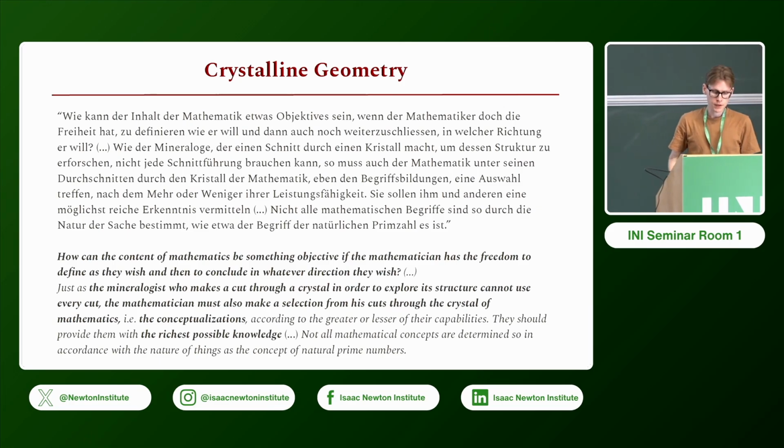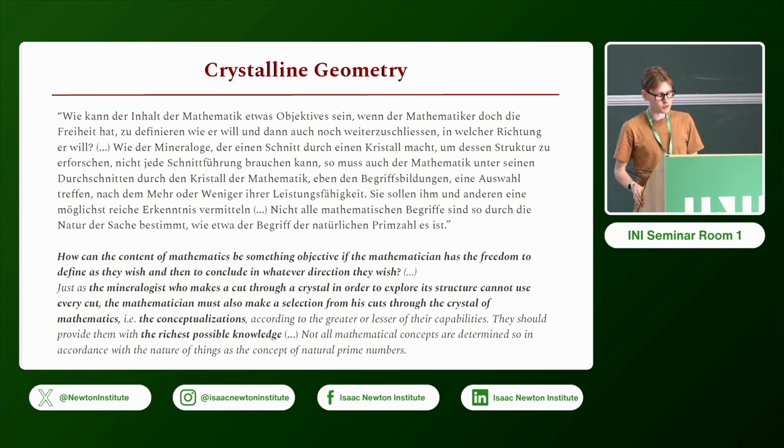He says, how can the content of mathematics be something objective if the mathematician has the freedom to define as they wish and to conclude in whatever direction they wish? Well, just as the mineralogist who makes a cut through a crystal in order to explore its structure cannot use every cut, the mathematician must also make a selection from his cuts with crystal mathematics. That is to say, conceptualizations.